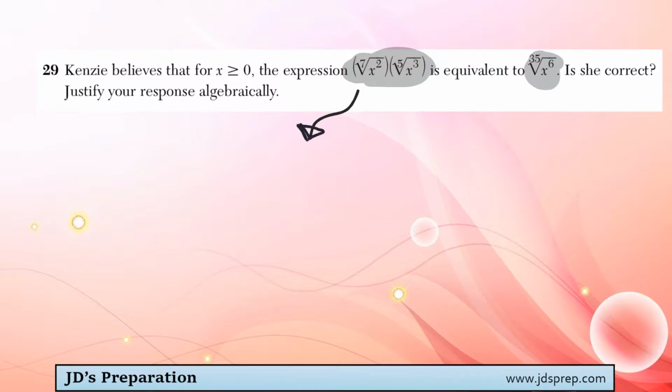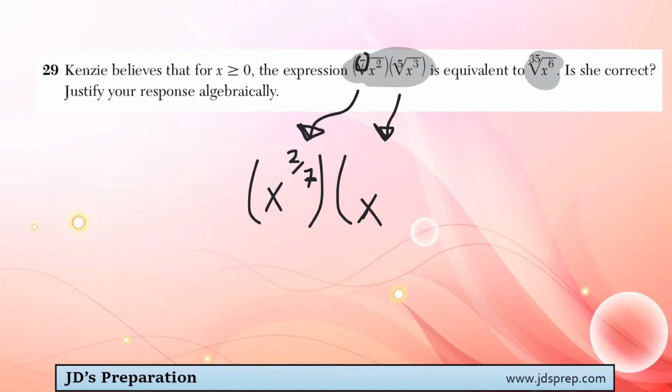This first radical here, the 7th root of x squared, is the same thing as x to the power of 2 over 7. So remember, the index, the 7 there, becomes the denominator in our exponent. So we've got x to the power of 2/7, and then this next radical converted to a power would become x to the power of 3/5.